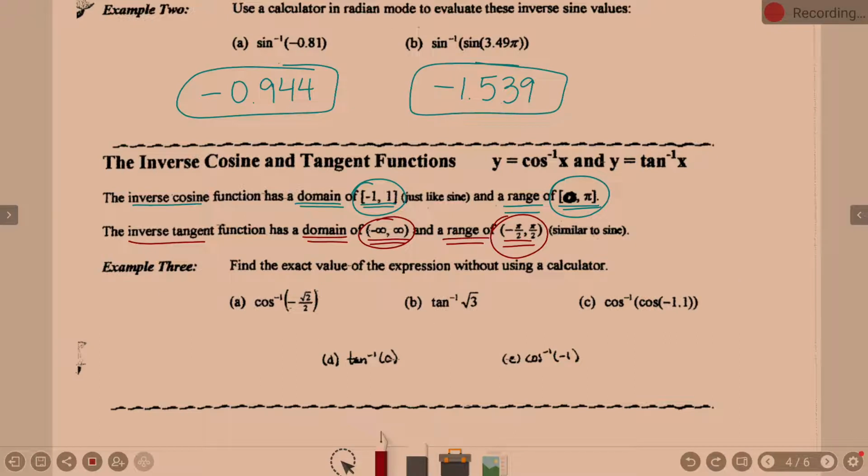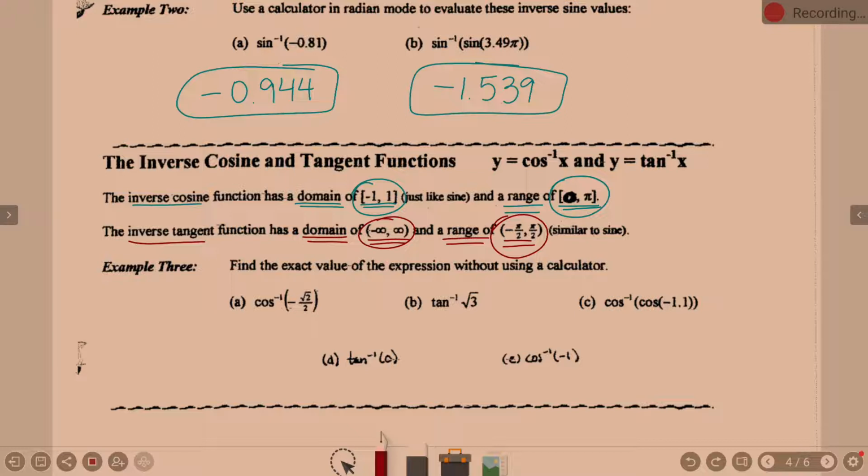So let's look at some of these examples. Sorry, no more calculator examples today. I think you had the calculator figured out though, so I think you'll be fine with that. These are find the exact value without using a calculator. So, A: cosine inverse of -√2/2.